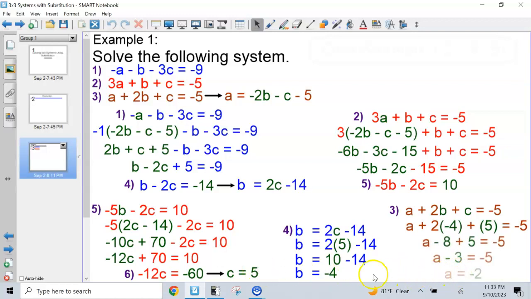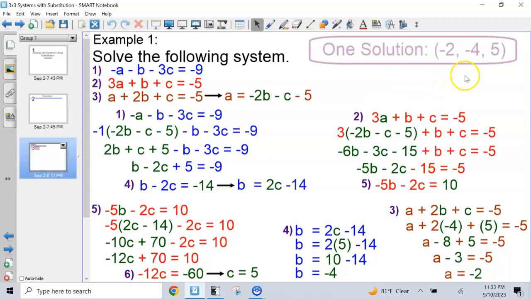Name these three numbers as an ordered triple in alphabetical order. So the solution is negative 2, negative 4, 5.